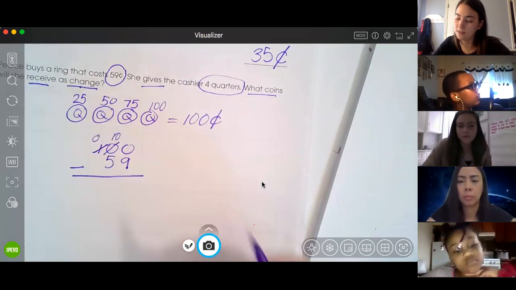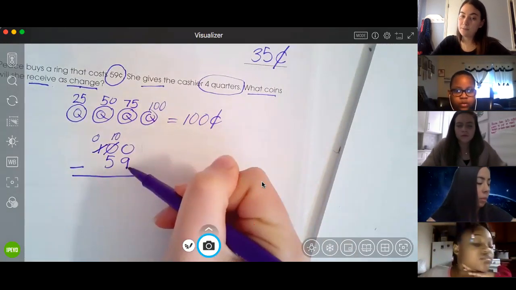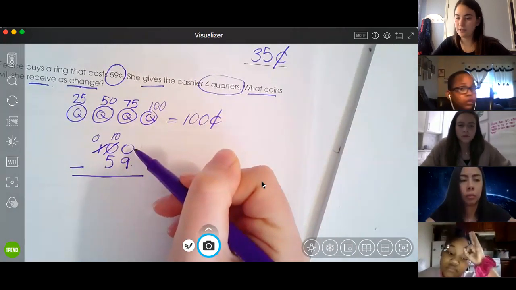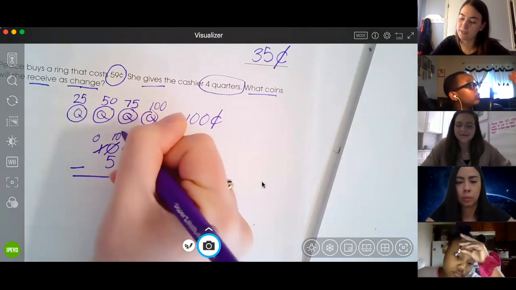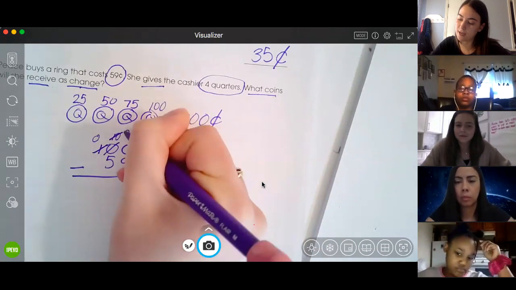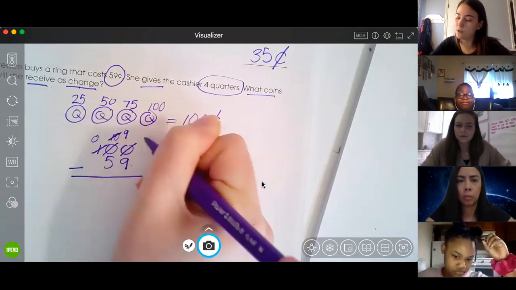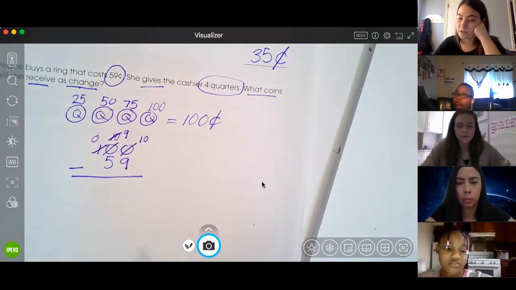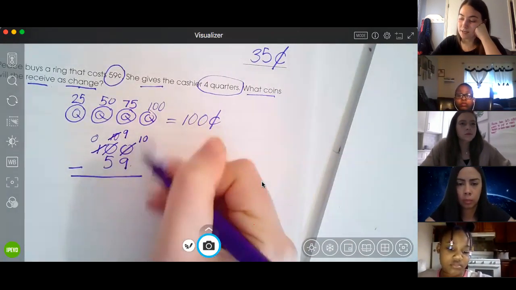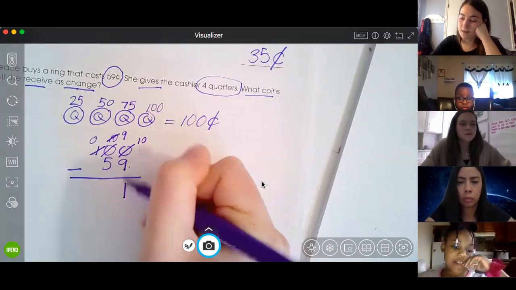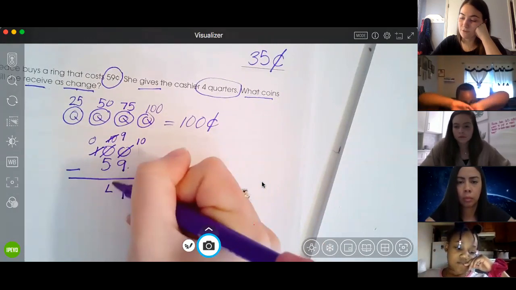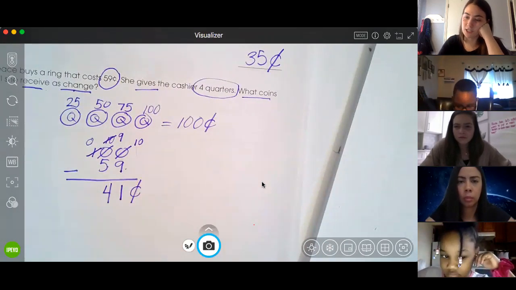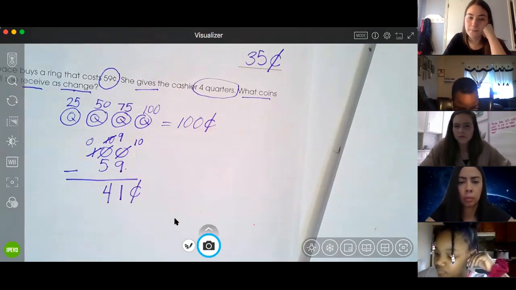This becomes a 10. Going back to my ones place, can I subtract 9 from 0? Nope, can't do it. Now I can borrow from my tens place. The 10 becomes a 9. The 0 in the ones place becomes a 10. Now I can do it. 10 minus 9 equals 1. 9 minus 5 equals 4. My answer is 41 cents is the change I'm going to get back.